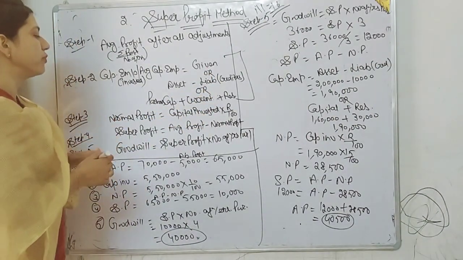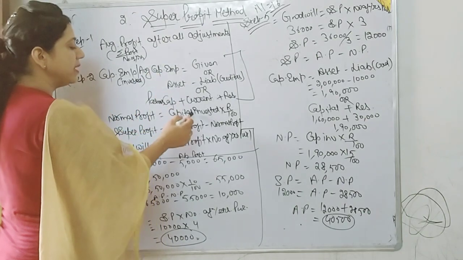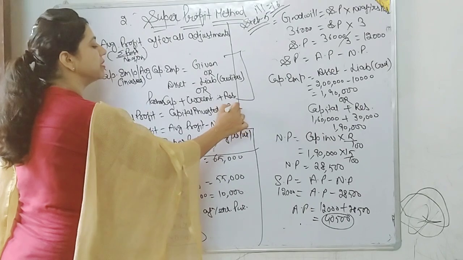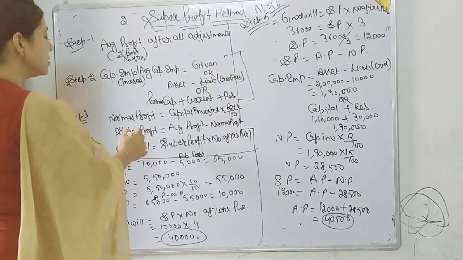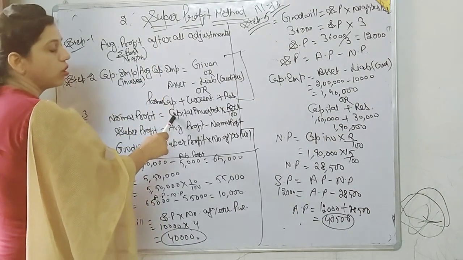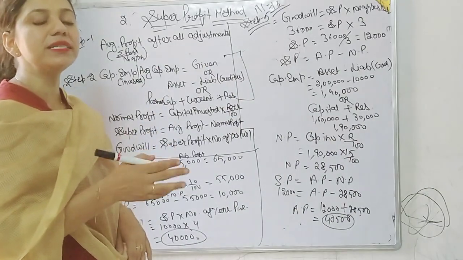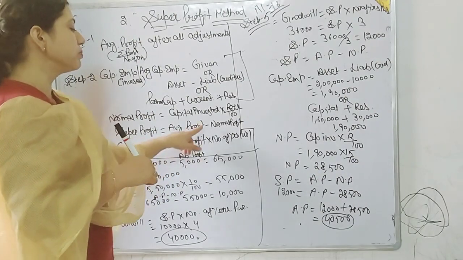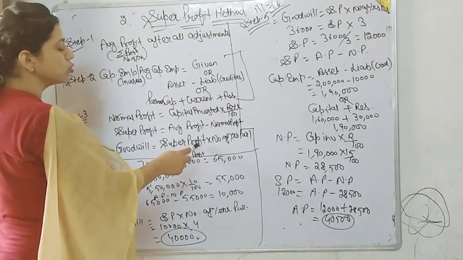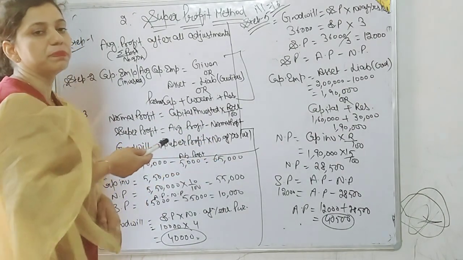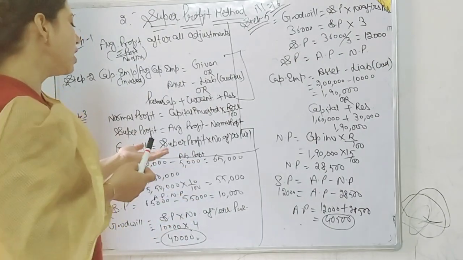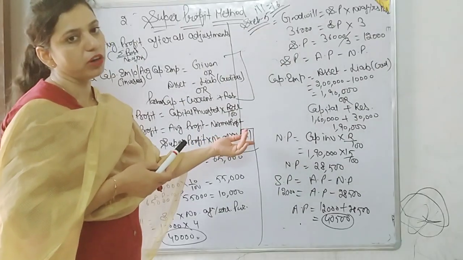Next we have normal profit. How will it be calculated? Normal profit is capital invested multiplied by rate upon 100, the rate which is given in the question. Next step is super profit. Super profit is equal to average profit minus normal profit. As I told you, super profit means excess profit, so average minus normal, the excess over normal. So goodwill is equal to super profit multiplied by number of years' purchase. Previously goodwill was average profit into number of years' purchase. Now it will be super profit into number of years' purchase.